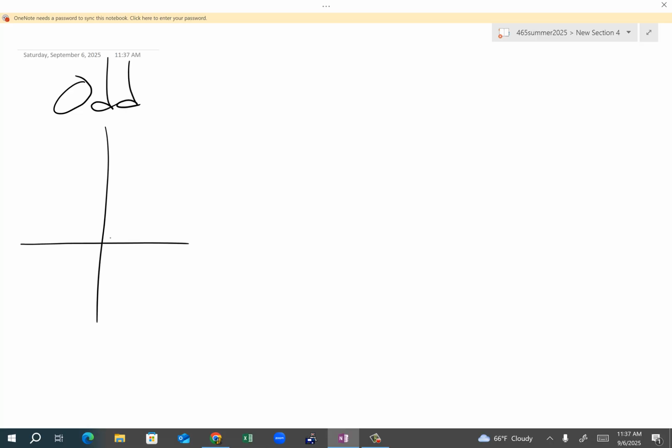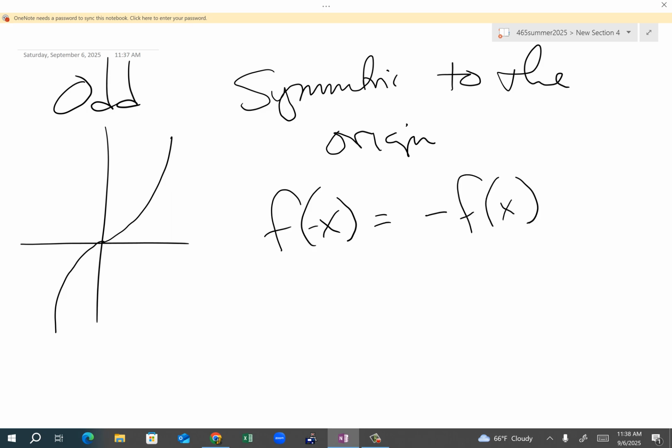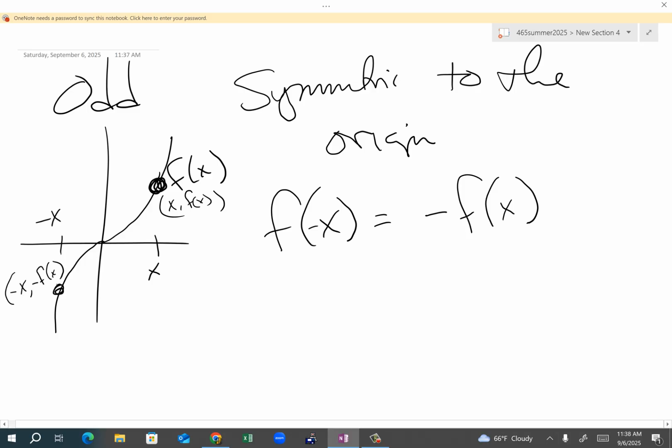Odd functions are symmetric to the origin. Okay? And what does that mean? Well, it means that f of negative x is the same as negative f of positive x. Meaning, here's x. This is f of x. You with me? So it's x comma f of x, if you will. What happens if I go over to negative x? Well, what I'm going to get is negative x comma negative f of x, right? Because it's the opposite sign. So if this is 1, 1, this guy is -1, -1.